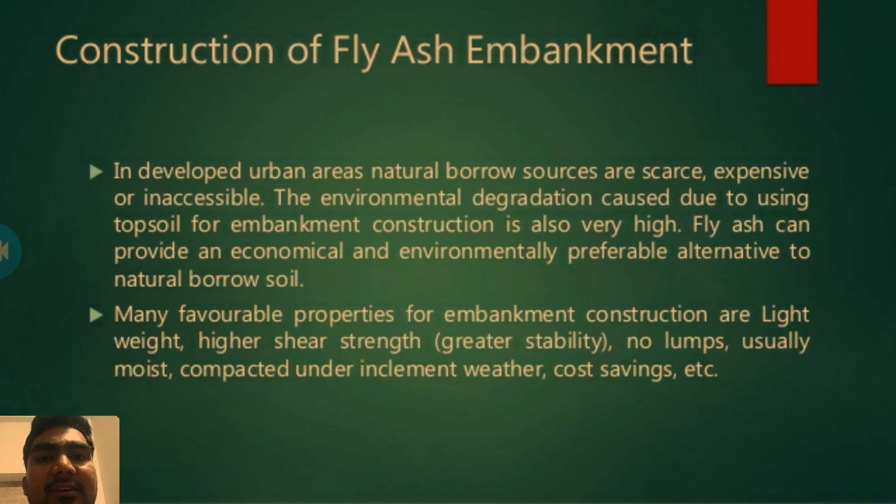Construction of fly ash embankment in developed urban areas: natural borrow sources are expensive and inaccessible. Environmental degradation is also caused by using topsoil for embankment construction, and it is very high. Fly ash provides an economical and environmentally preferable alternative to natural borrow soil. Many favorable properties for embankment construction are lightweight, higher shear strength, and greater durability and stability. No lumps, it is usually moist and can be compacted in clement weather, and it is workable in nature.